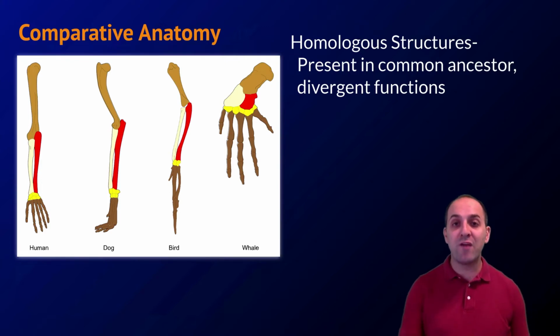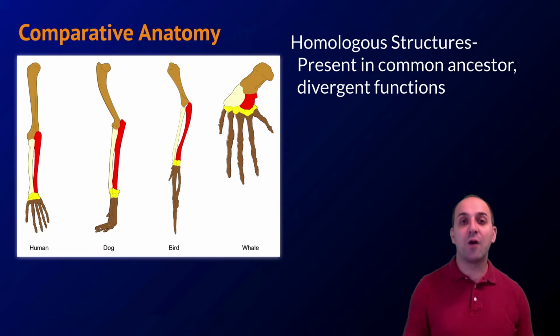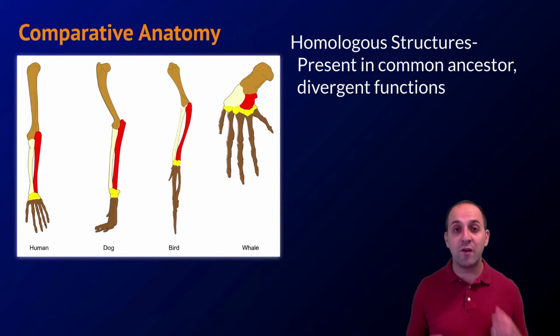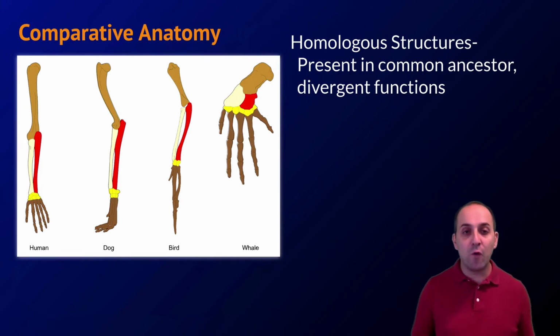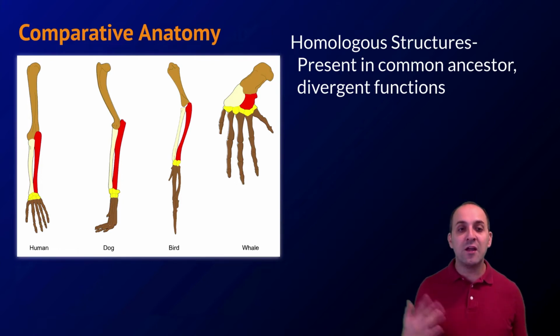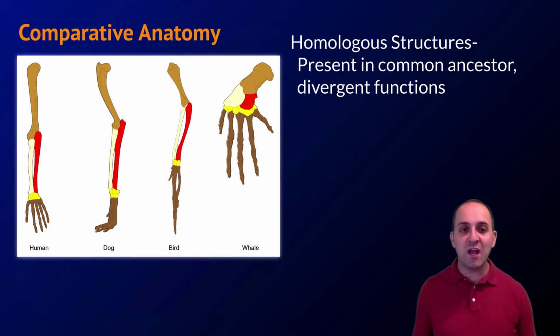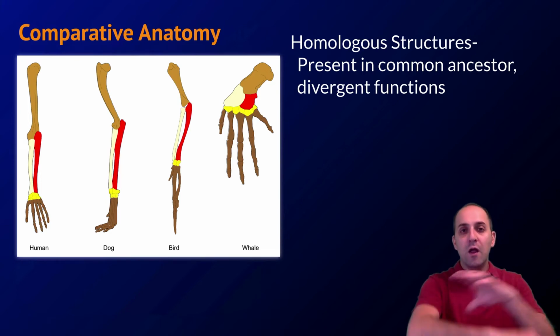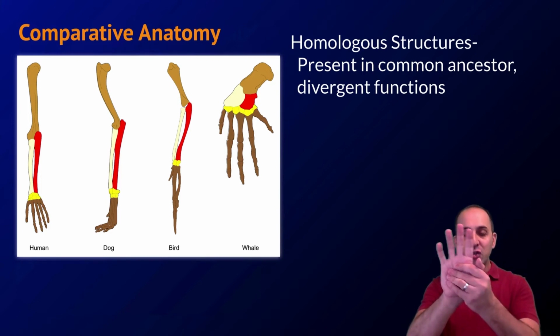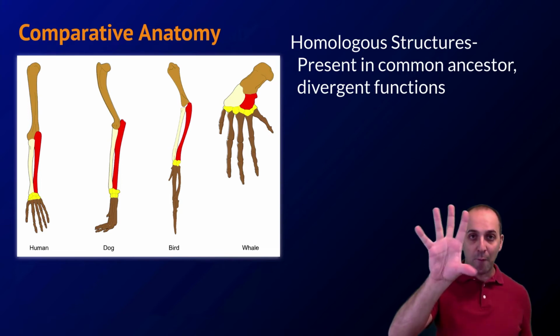These are structures that were present in a common ancestor, but have diverged in terms of their function in the organisms that have descended from that common ancestor. This image is showing you the forelimb of 4 different tetrapods: humans, dogs, birds, and whales. And you can see that in each case, they have the same overall plan. They've got one bone here, then 2 bones here, then a bunch of little blobs, and then a number of fingers.